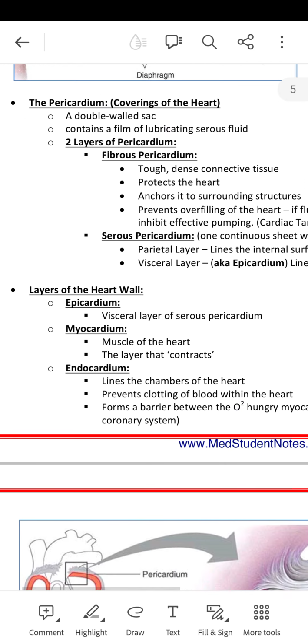Next are the layers of the heart wall. The epicardium, also known as the visceral layer of the serous pericardium. Next is the myocardium. Myocardium is the muscle of the heart, the layer that contracts. Myocardium is the layer which contracts during contraction of the heart. The muscle property also helps in contraction and relaxation. So myocardium is the muscle.